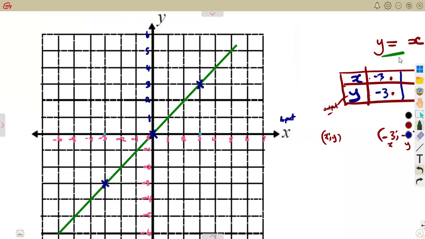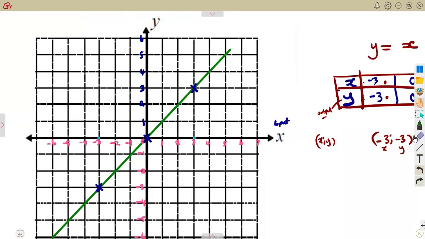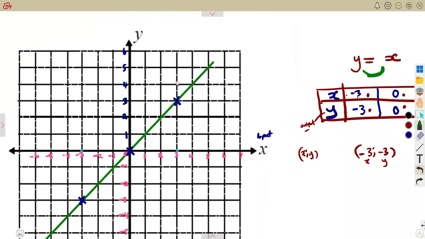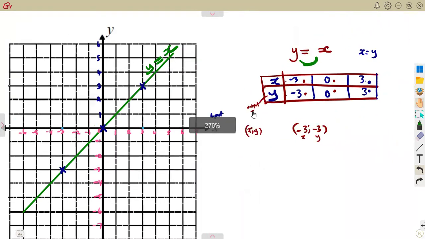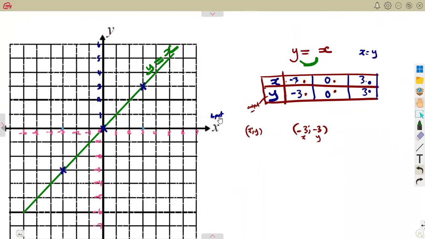So that is y is equal to what? To x. Remember, we are given y is equal to x. So you can write your equation, y is equal to x. Just like that. So meaning to say, we can present this line. We can draw the line using points.